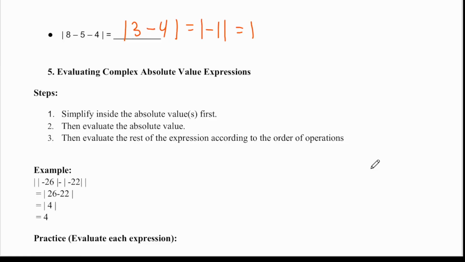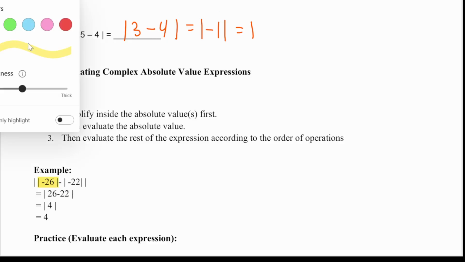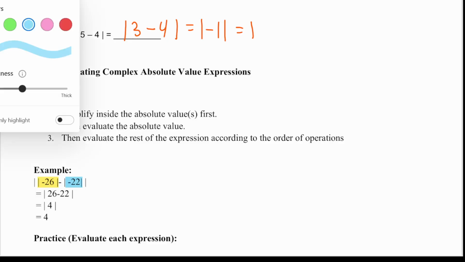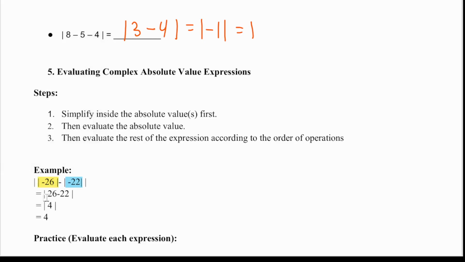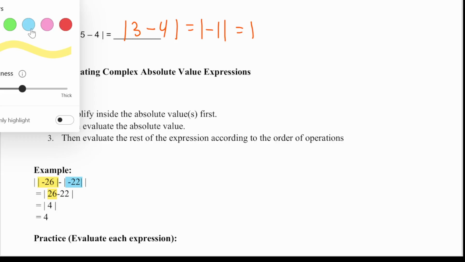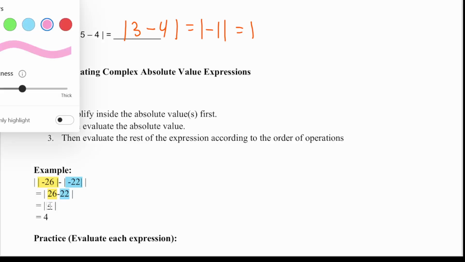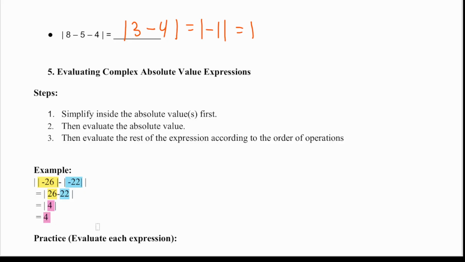Same thing happens even if we have absolute values inside of absolute values. I would encourage you to highlight where you have an absolute value inside of another absolute value when approaching such expressions though. So for example, if I have the absolute value of the absolute value of -26 minus the absolute value of -22, well, I might want to first simplify that the absolute value of -26 is 26. The absolute value of negative 22 is 22. Then 26 minus 22 will get me 4, and then the absolute value of 4 is just 4.